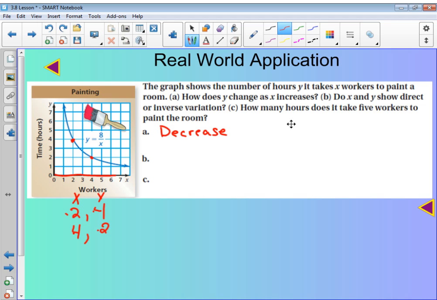Now, looking from the picture, most of you can identify whether it's a direct or inverse variation, and this would be an inverse. We could also use the little table here that we just did. As one went up, the other went down, so this would be an inverse.